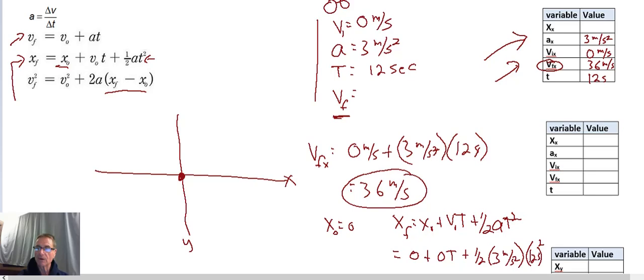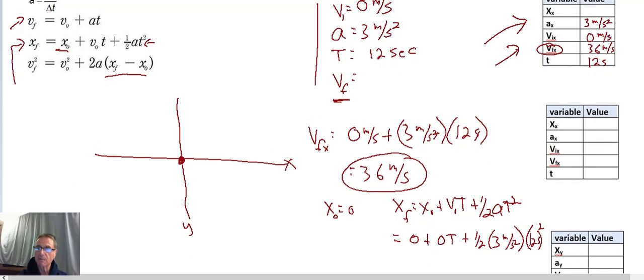Now, what I should have done also is added these variables up into my table up here. But I'm looking for x, and actually I've got everything else, so I can just plug them in without having to do any additional work. So 12 times 12 is 144. All right, times 3. Let's do the math here. When we plug these into our calculator, what we should come out with is 216 meters as our x final position.